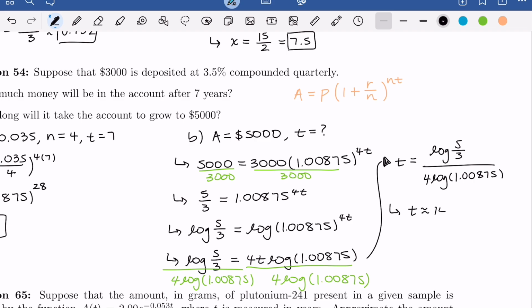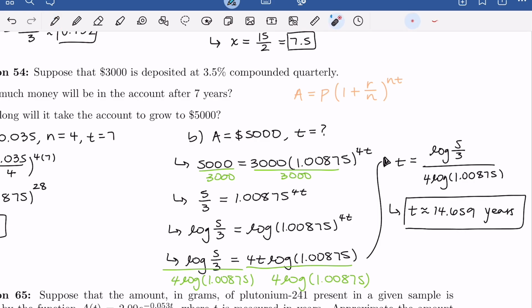Now we can plug this into our calculator, and we're going to get that t is going to be approximately 14.659 years. So this means it'll take just under 15 years for this account to grow to $5,000.